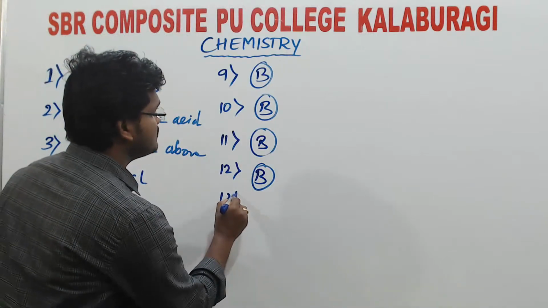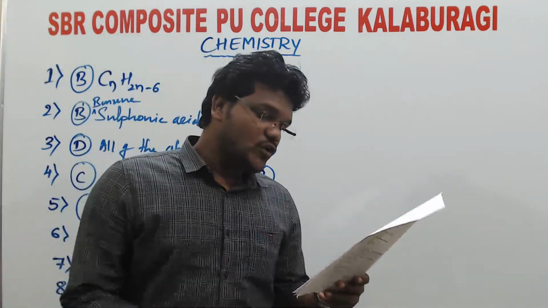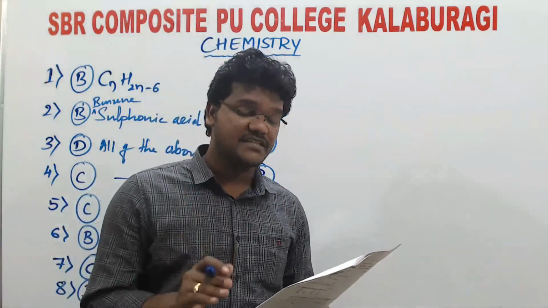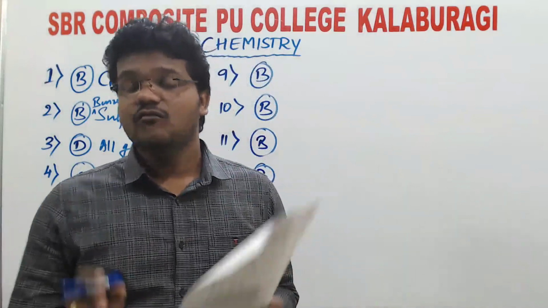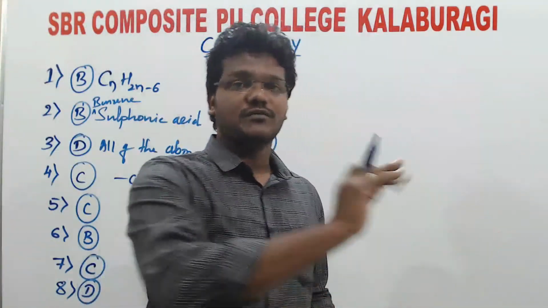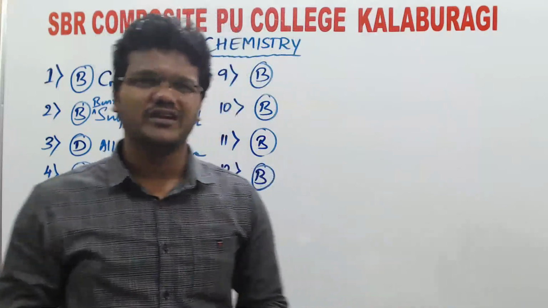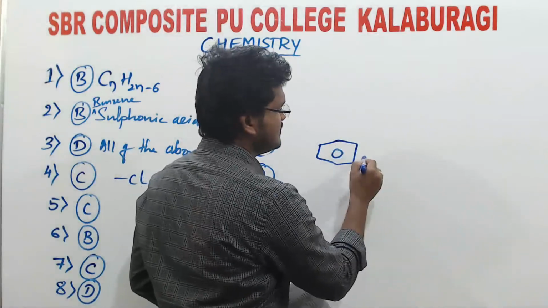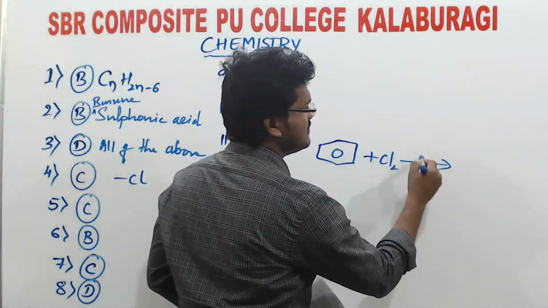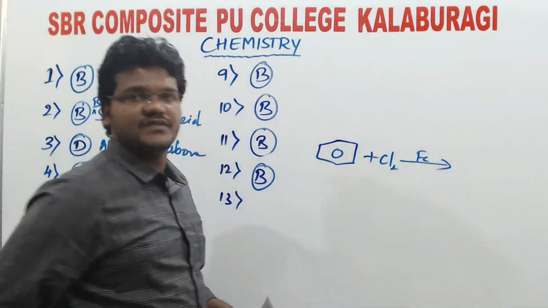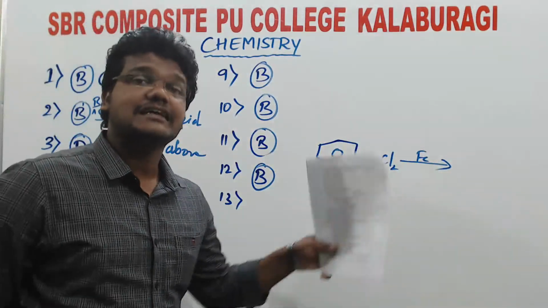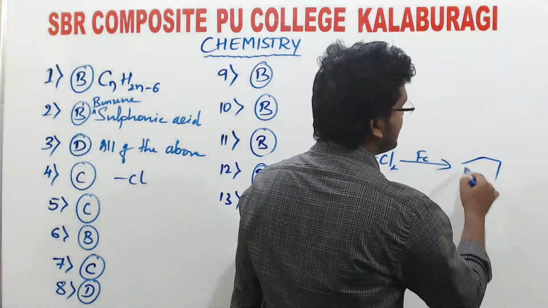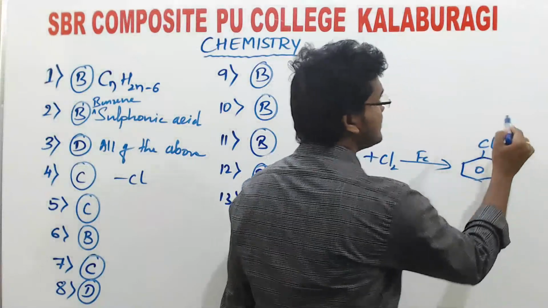So the next question is 13. In chlorination of benzene, the reactive species is... When you are asked to go for chlorination of benzene, you are supposed to add chlorine. Right? I am taking benzene. This benzene is undergoing chlorination in presence of iron or FeCl3, in the dark, in absence of sunlight, in fact. So I am going to get chlorobenzene. Correct? This is the reaction.